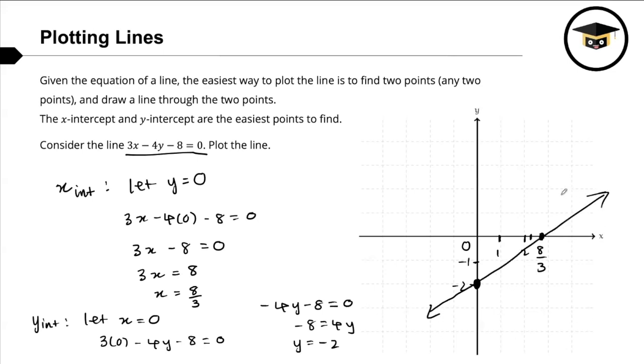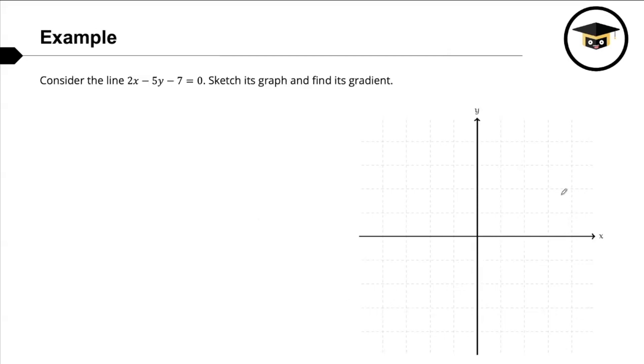So hopefully that makes sense in terms of how we've got our equation and then translating that into an actual line on a coordinate plane. Let's go through another example.